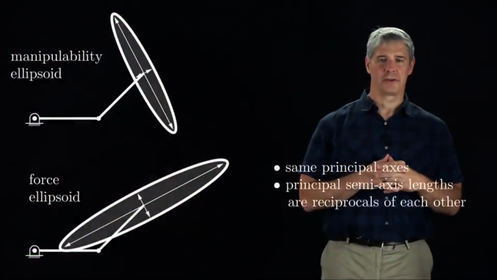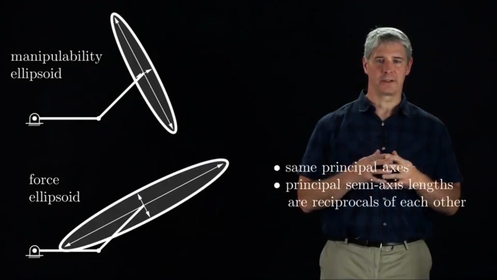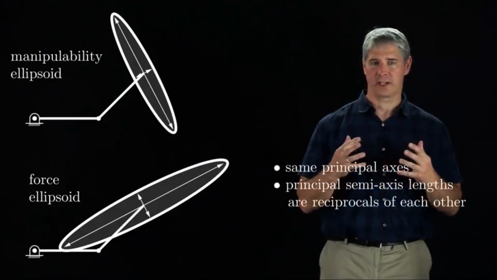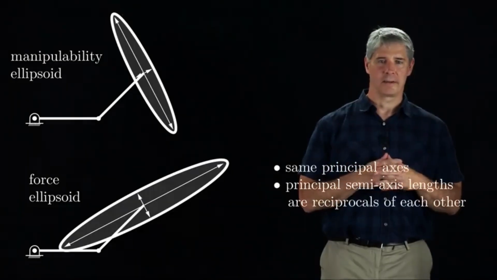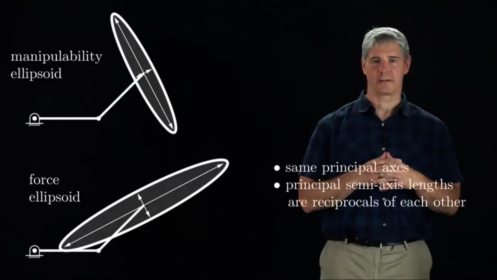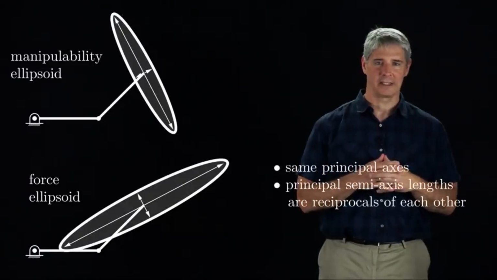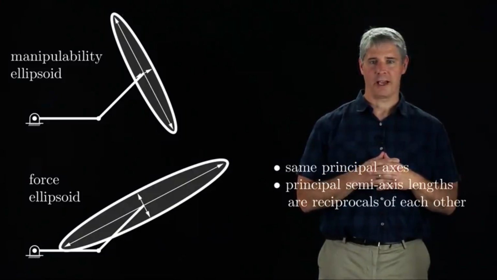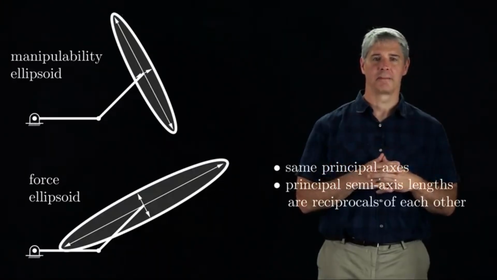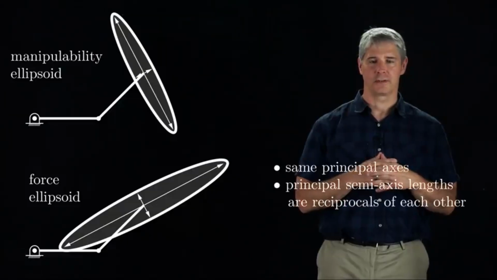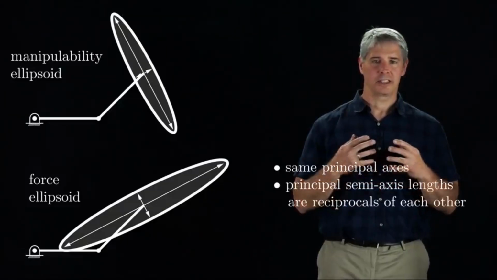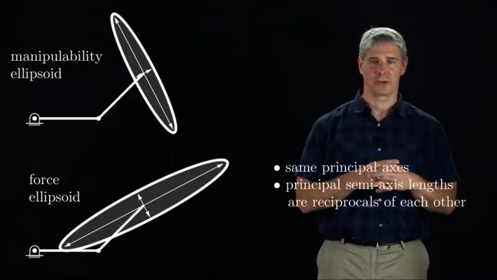This figure shows the manipulability ellipsoid and the force ellipsoid for a 2R robot at a particular configuration. Since the matrix defining the manipulability ellipsoid is just the inverse of the matrix defining the force ellipsoid, the two ellipsoids have the same principal axes, and the lengths of the principal semi-axes are just the reciprocals of each other. In other words, only small forces can be applied in directions where large velocities can be attained, and only small velocities are possible in directions where large forces can be applied.